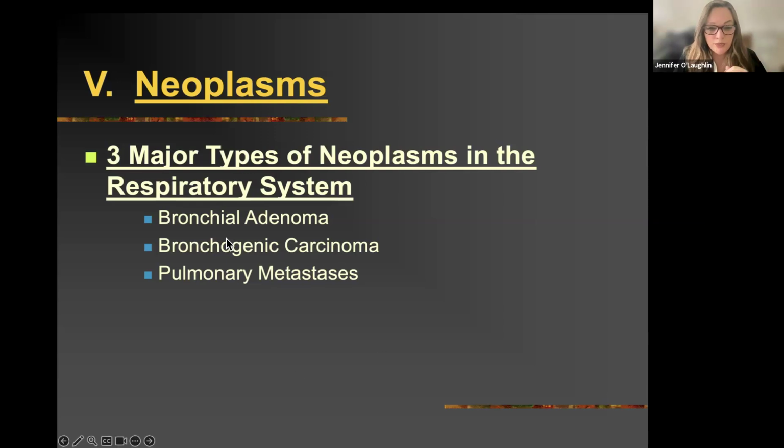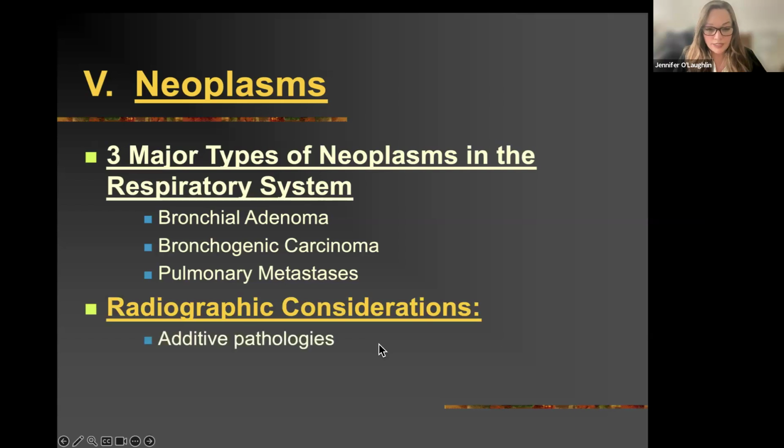Going back to our terminology from chapter 1, I told you, you can kind of guess if something is benign or malignant based on the name. So here we have bronchial adenoma. Adeno is telling you glandular tissue, and then it has the suffix -oma. So this is indicating that it's likely a benign tumor, and bronchial adenoma is mostly benign. It starts in the glandular tissue of the bronchial tree. Bronchogenic carcinoma, anytime you see carcinoma, you know that's a cancer of epithelial origin, and it's originating in the bronchial tree. And then pulmonary metastases means it started somewhere else and then traveled to the lungs.